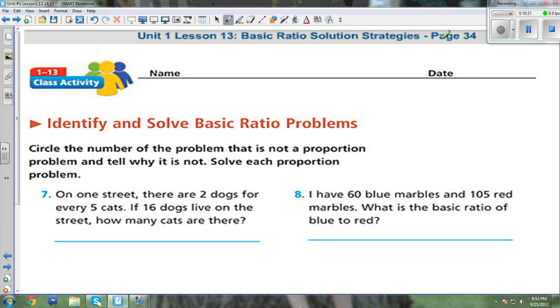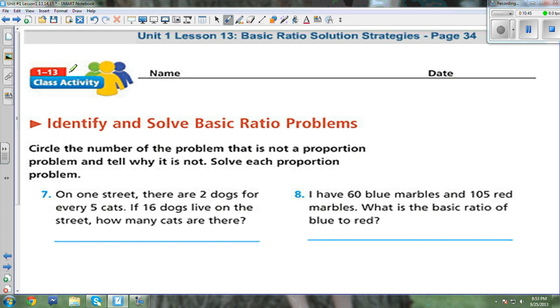We're on page 34 of lesson 13. Identify and solve basic ratio problems. Circle the number of the problem that is not a proportion problem and tell why it is not. Solve each proportion problem. So we have 7 and 8. It wants you to solve each proportion and circle the one that is not a proportion. So let's start with number 7.